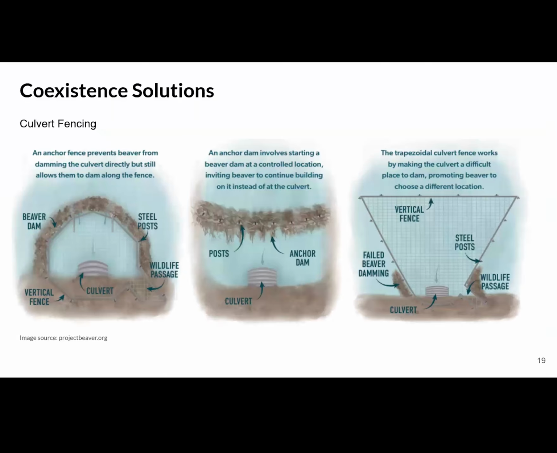So, going into some of the coexistence solutions. Here we have the culvert fencing. There are a few different variations. It's just trying to prevent, like Evan showed earlier, blockage of those culverts by damming. There are a few different ways to do it.